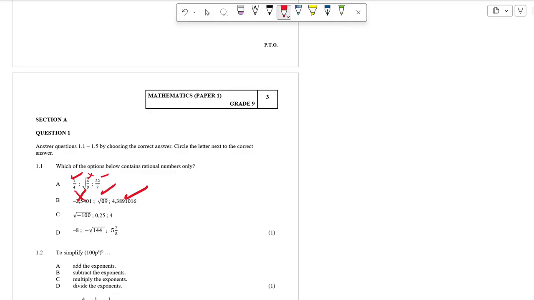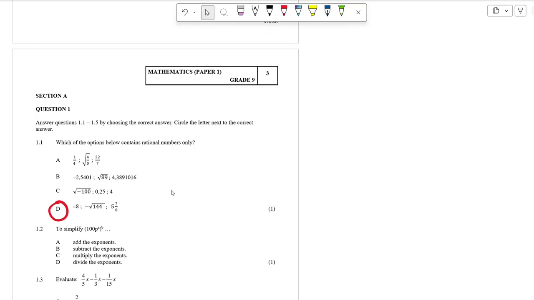Even this one can be written as a fraction. You press that number, the equal sign, and there is this button. You press it. If it changes to a fraction, it means that number is rational. So when we do so, you will find out that your answer is D.